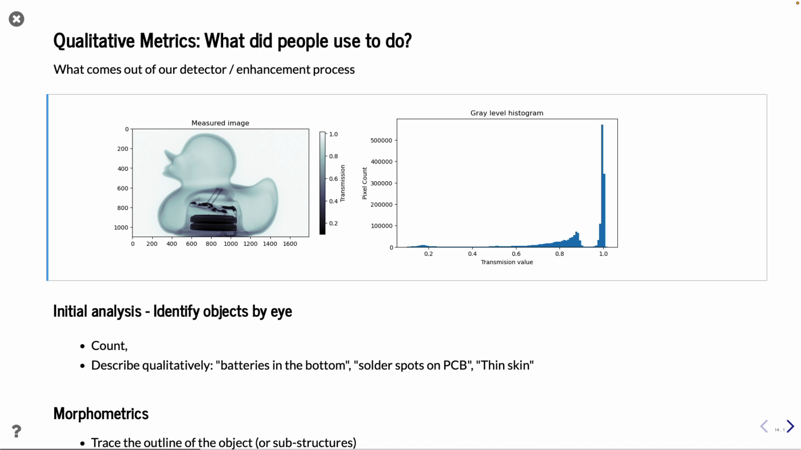What you can also look at is, for example, some morphometrics. You could look at the outline and trace it and describe it in some sense. So that is what we can do with this image to begin with.